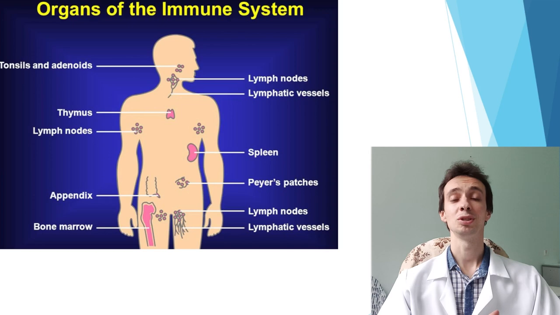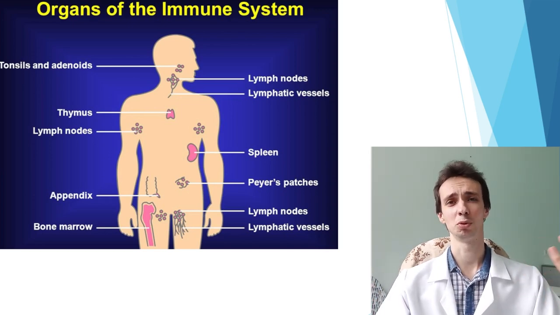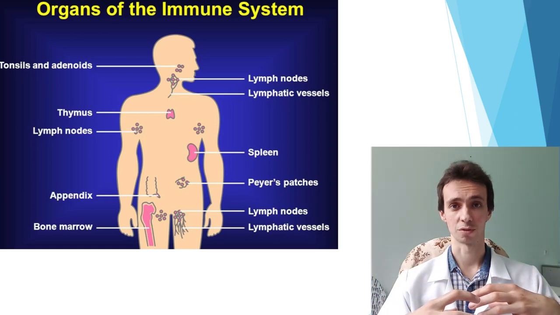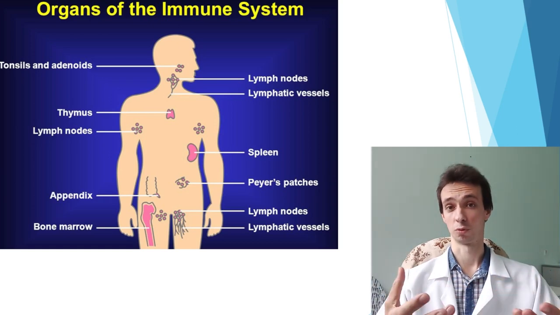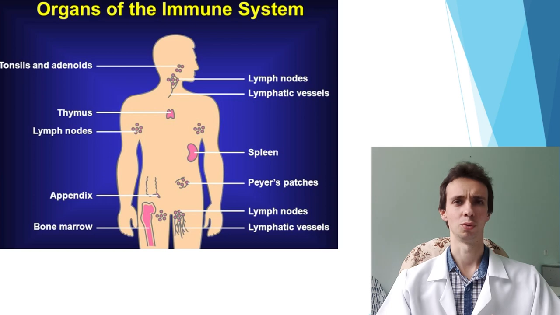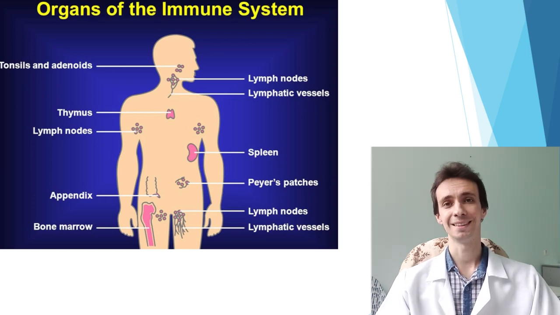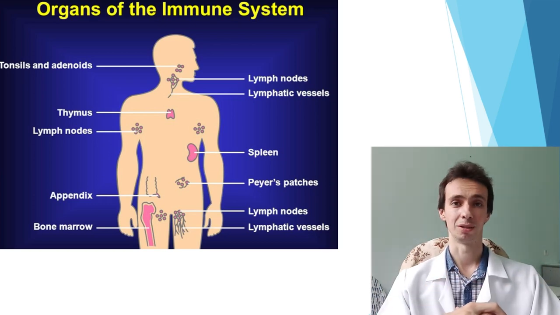Next, redistribution, when you have normal amounts of lymphocytes, but they're distributed into the blood from the organs, from the tissues. And you take blood for a test and you see that, oh, there are a lot of lymphocytes, but really they are just redistributed to your blood vessels.